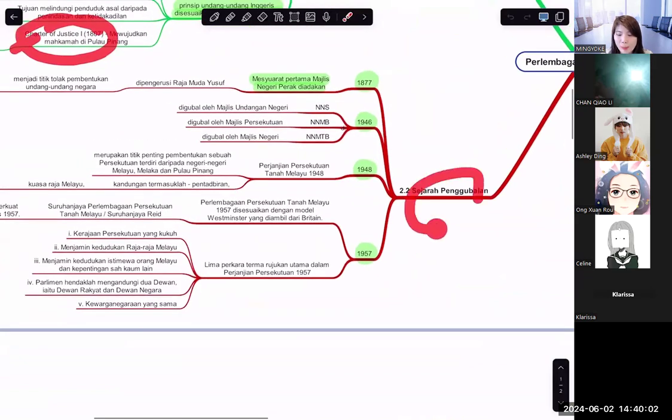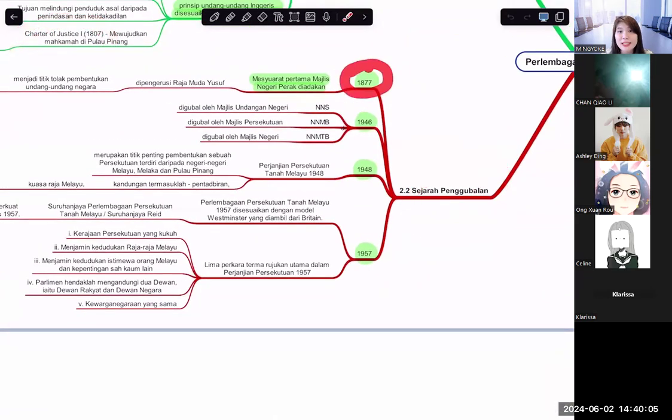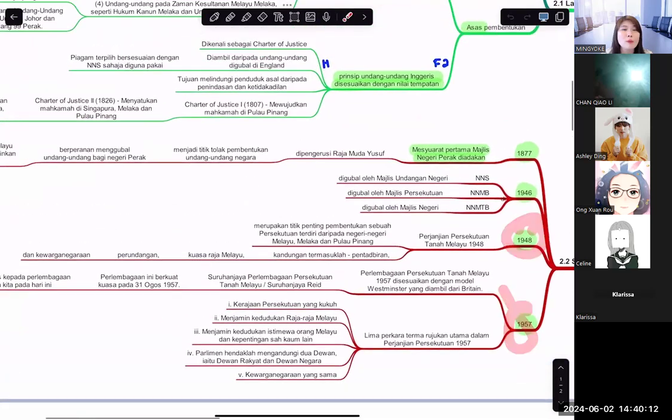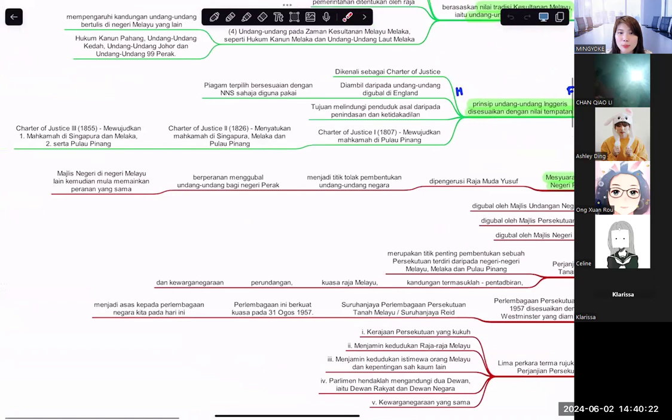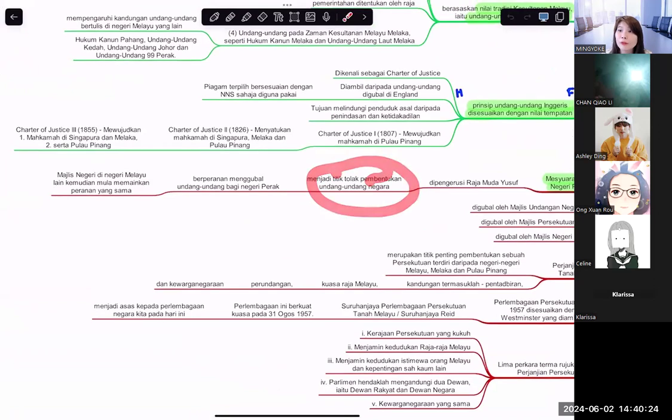But when it comes to sejarah penggubalan, it started from 1877 till 1946, 1948, to 1957. Guys, do you still remember in 1877, the moment when Majlis Negeri Perak held their first ever meeting? The pengerusi was Raja Muda Yusof. That's the starting point of creating law in their country, and that's when they created the law for Negeri Perak. When the other Malay states saw it, they also created their own Majlis Negeri for the same purpose.